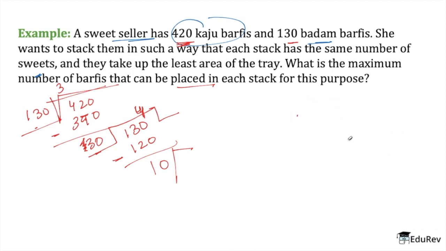So 10 is going to be what? 10 is going to be your divisor now, and your dividend is going to be what? 30. So 10 times 3 is 30 and the answer is 0.